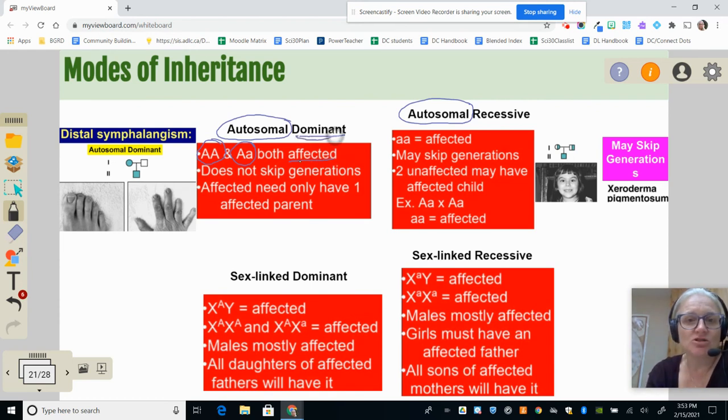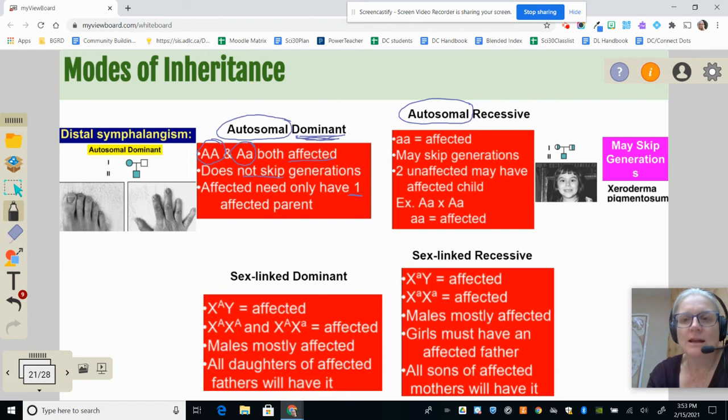Because it's a dominant trait like that, it's not going to skip generations. It's going to show up in every generation if we're looking at this trait, and the affected only have to have one affected parent.